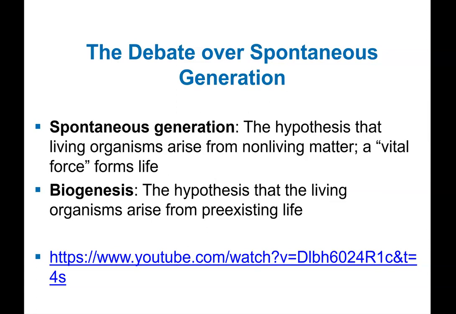There has to be an explanation for where life comes from. And so biogenesis was that explanation, that living organisms arise from pre-existing life. This also tied into a theory called the cell theory, which said that all living organisms are made of cells. And that ties into biogenesis, that all cells must come from pre-existing cells. So let's watch this brief video on spontaneous generation.